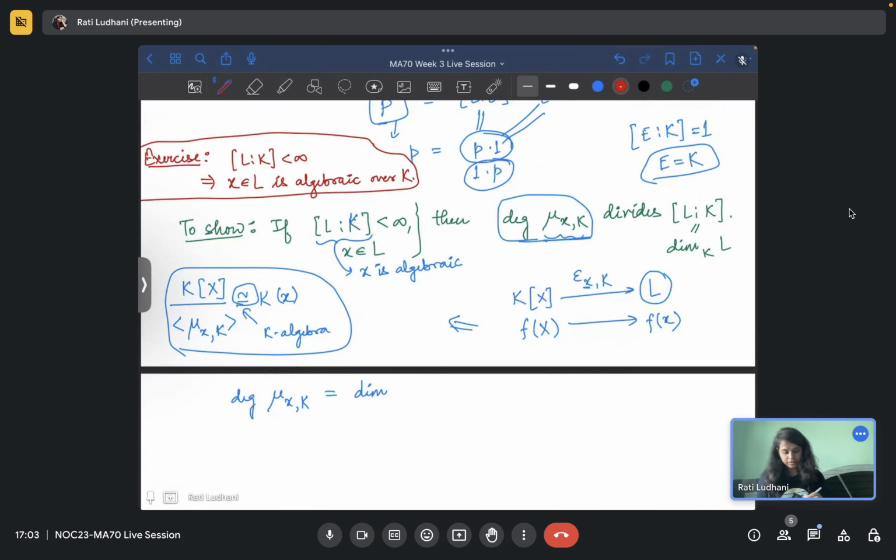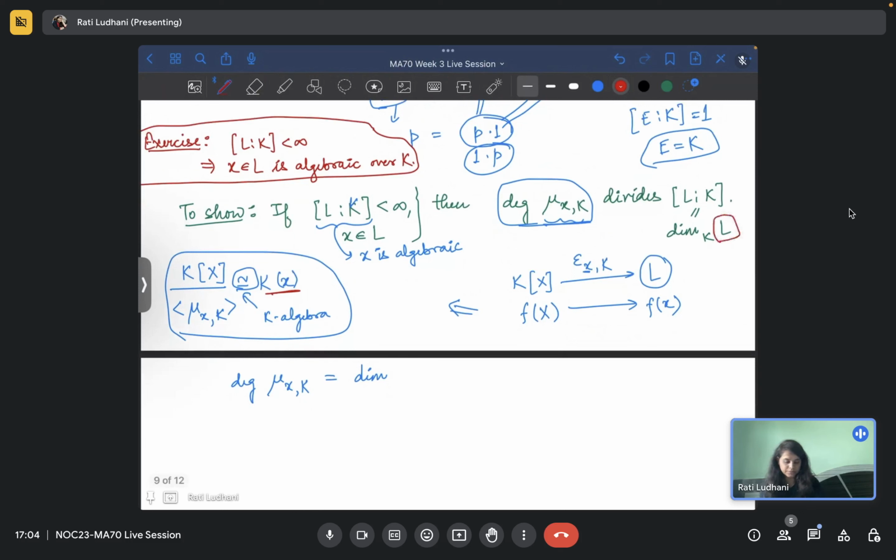So why I stated that, because I can now write K(x) with round brackets, and that makes sense now, because if x is algebraic, then the square bracket and the round bracket are the same. Basically K[x] is a field. You can say that K[x] is a field if x is algebraic. We cannot go to L because the image is just K[x].